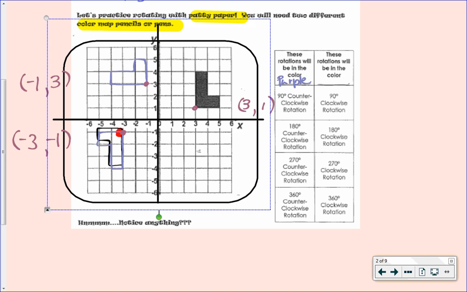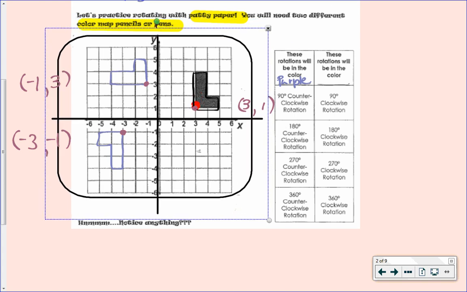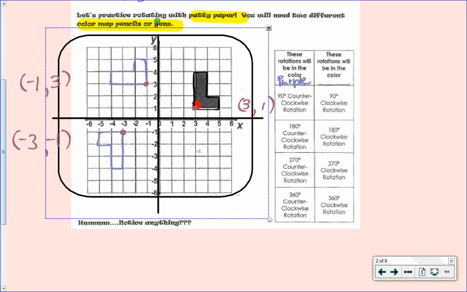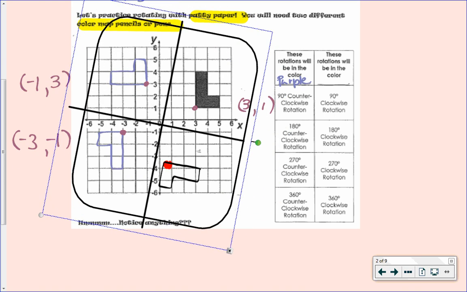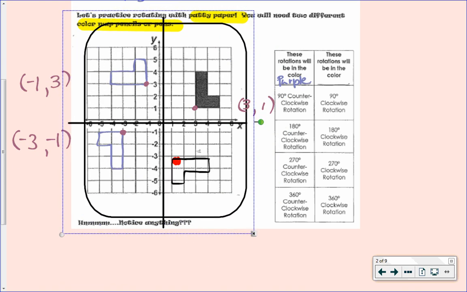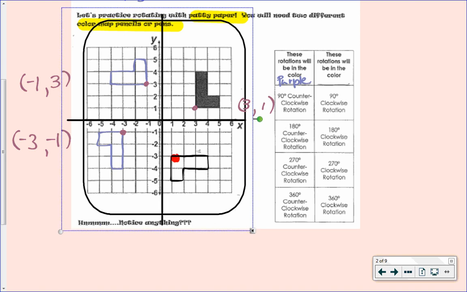All right, let's go ahead and reset. Let's put our patty paper back in quadrant one, and we have another rotation, 270 degrees counterclockwise. Counterclockwise is the clock going backwards. So put your utensil at the origin and rotate it counterclockwise: 90, 180, and 270. There we go. Go ahead and outline on your actual paper, so you may want to lift it up and trace it where it's at, and then plot our new point.